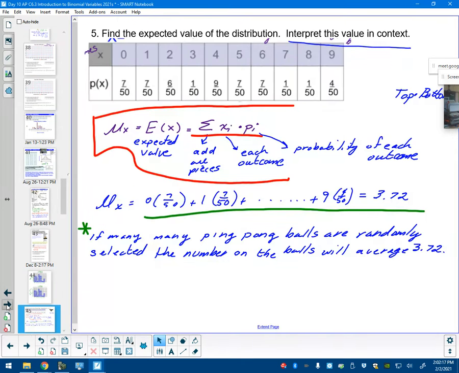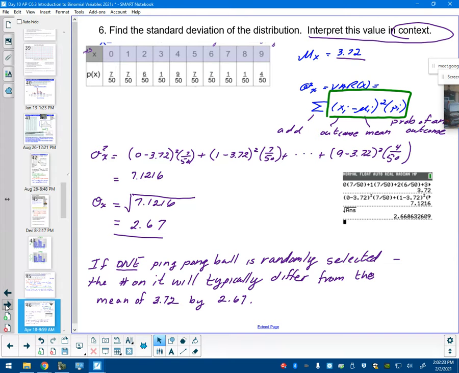Some probability, and we have the top times the bottom dance thing for the expected value, and we have each value minus the mean squared times the probability to find the standard deviation. So those are shortcuts. If you know your distribution is a probability distribution, there are some shortcuts you can take to find the mean and the standard deviation.